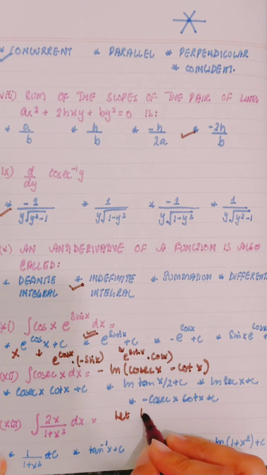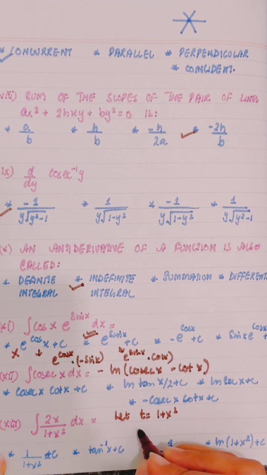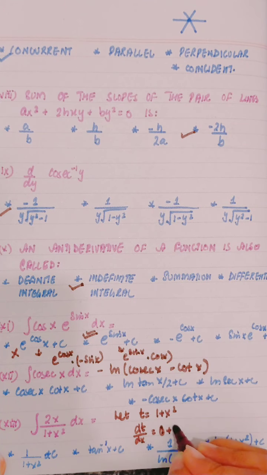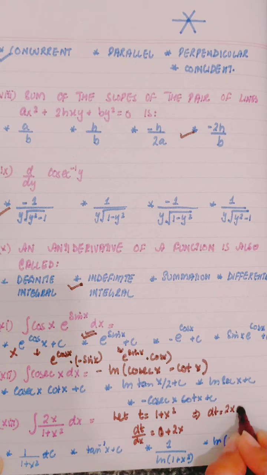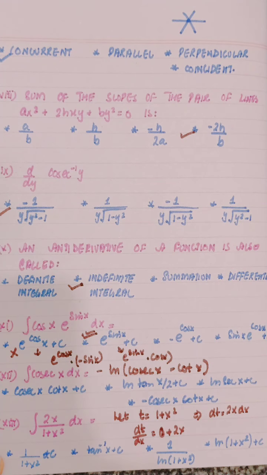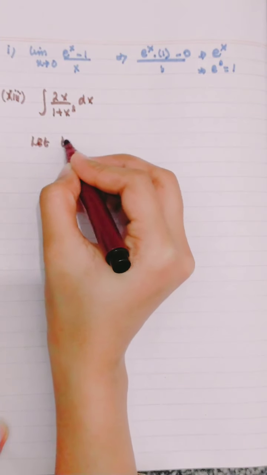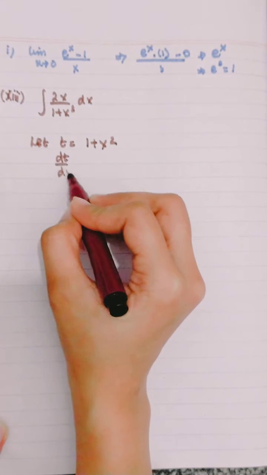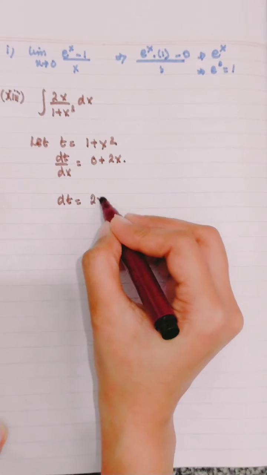Let t equal 1 plus x square. Differentiate this term, so dt over dx is equal to the derivative of 1, which is 0, plus 2x. So dt is equal to 2x dx. Okay, I'm again solving. Let t equal 1 plus x square. Then we differentiate this term, so dt over dx is equal to 0 plus 2x, and dt is equal to 2x dx.